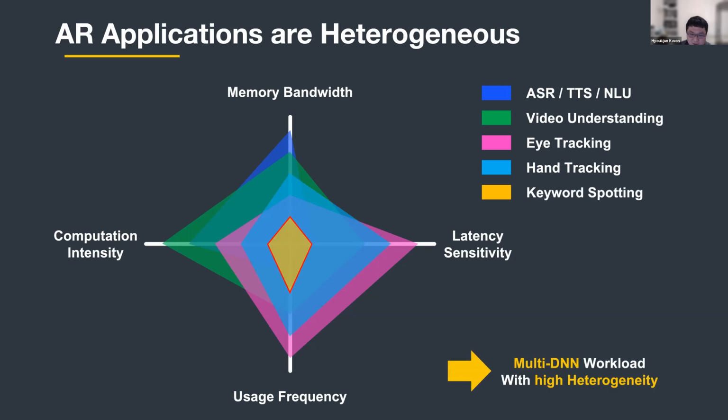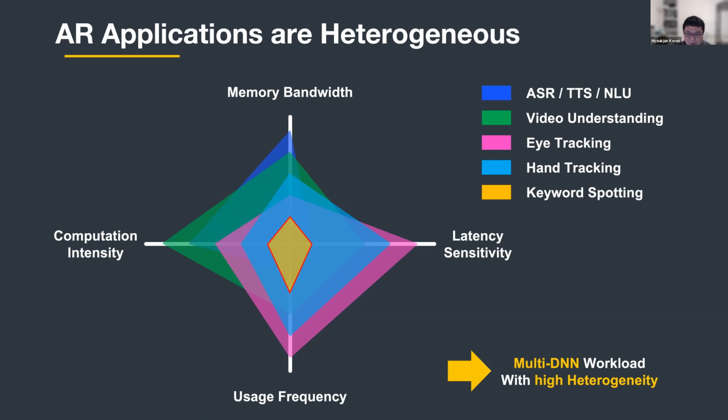And the last model in these examples is keyword spotting. So keyword spotting is something like "hey face" that we saw in one of the previous slides for the smart speaker example. So for memory bandwidth and computation intensity, it is pretty small, and it is not that latency sensitive. And frequency-wise, it is also not expected to be very frequent.